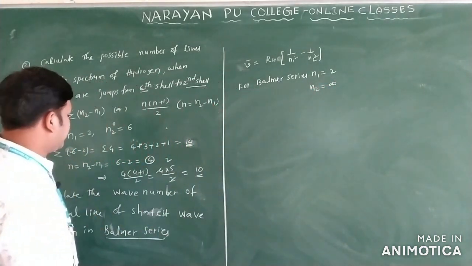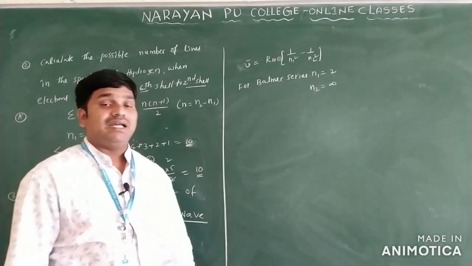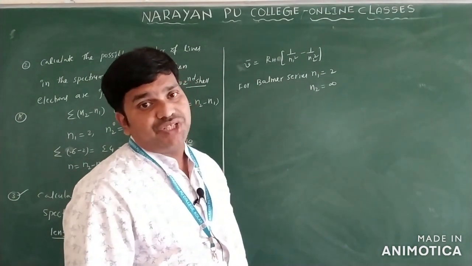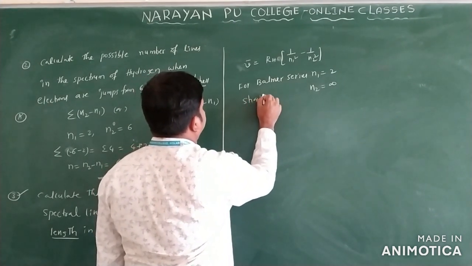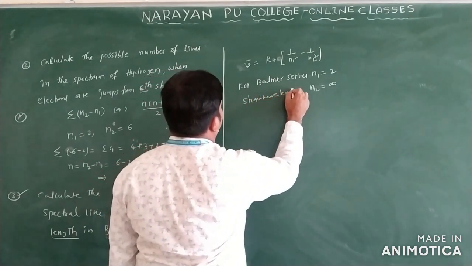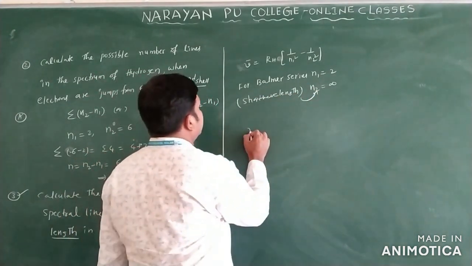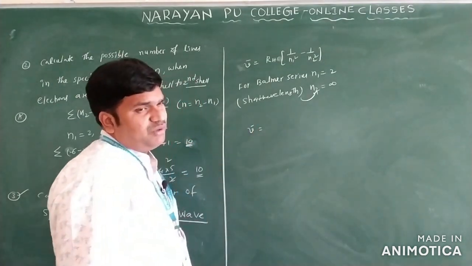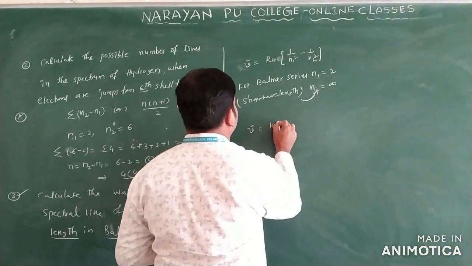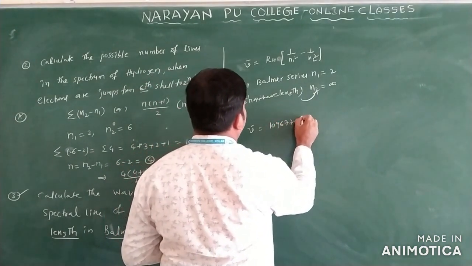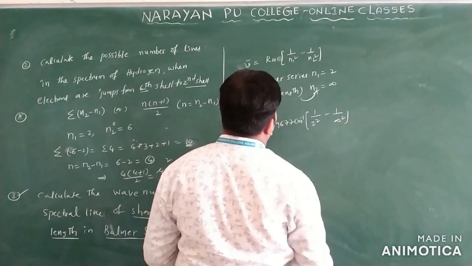Whatever the n2 value is, it is infinity only. Why? What is the word mentioned here? Shortest wavelength. Shortest wavelength means it is a limiting wavelength only, so n2 value can take the form of infinity. Now nu bar is equal to RH, the value we have is 109677 per centimeter, into 1 by 2 square minus 1 by infinity square.